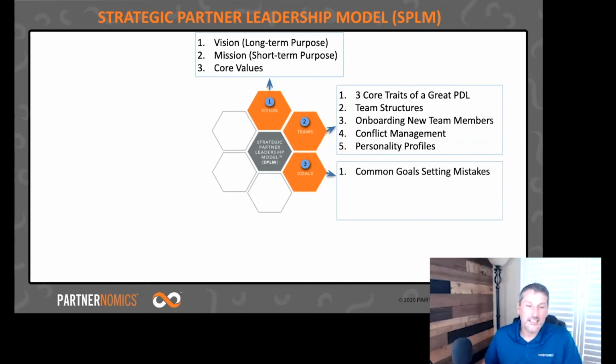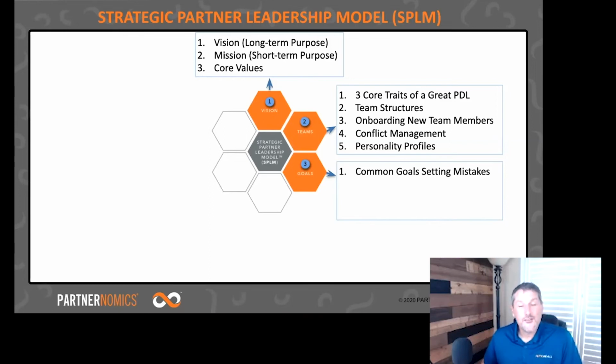The first piece of this is common goal setting mistakes. It is very common for companies to have goals, but it is not common for companies to set good goals and to use goals and goal setting and goal management in the correct way.